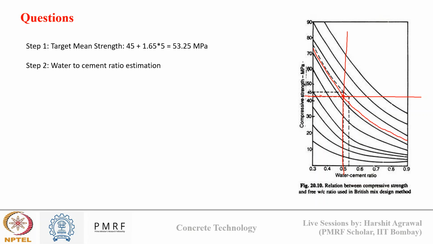Okay, and now what strength we want? 53.25. So 53.25, suppose it is lying somewhere here. Okay, so for that value, I will get this interaction point, and that interaction point I will drop down. So this will give me the W by C ratio that I should take for achieving this strength value.